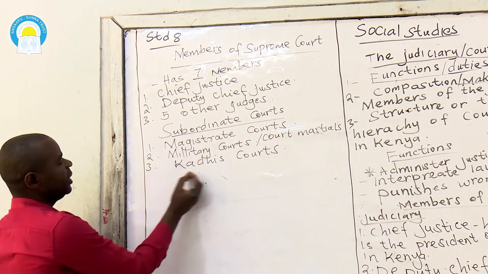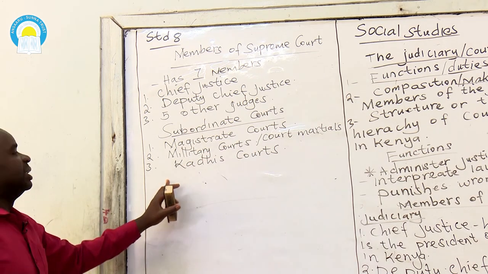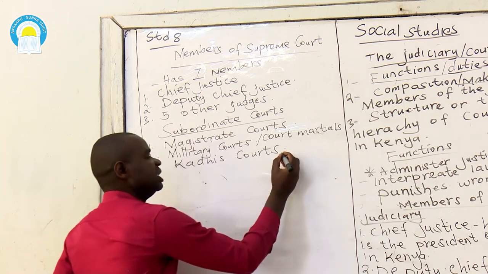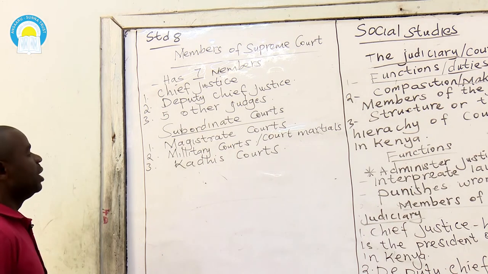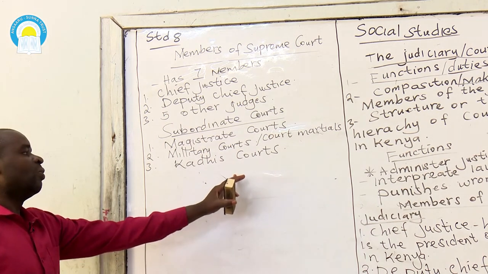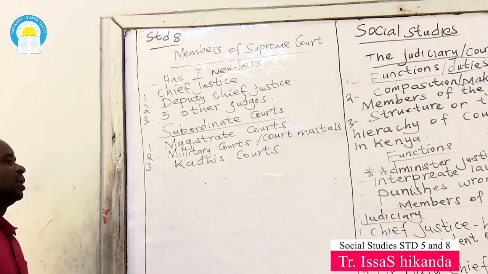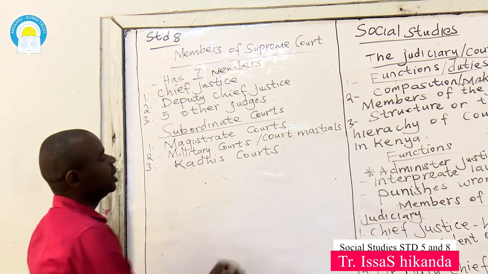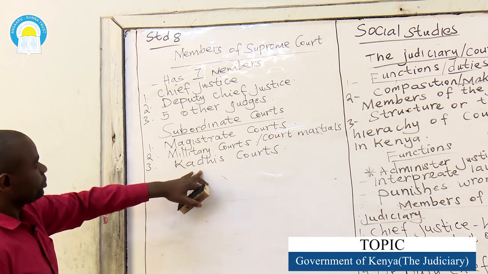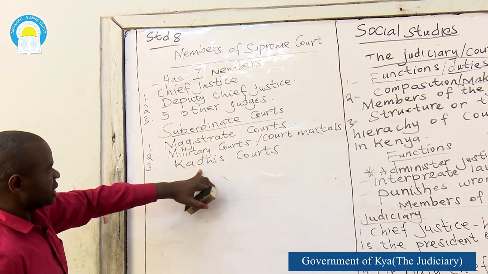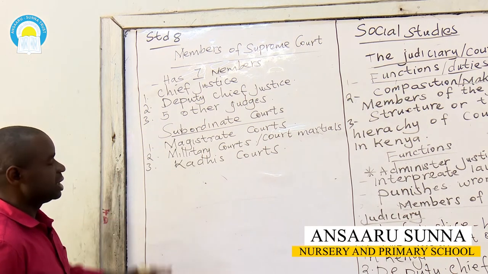Lastly, we have the Kadhi's courts. Number one, they are headed by the Kadhis. Then they mainly deal with what we call Islamic marriages, maybe issues of divorce and what have you. So the Kadhi's courts mainly deal with cases involving Islamic marriage. And just like I've said, they are headed by the Kadhis. That is it. So these are the key subordinate courts that we have in Kenya.